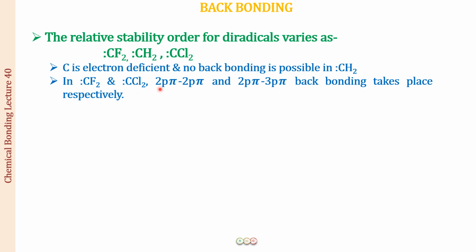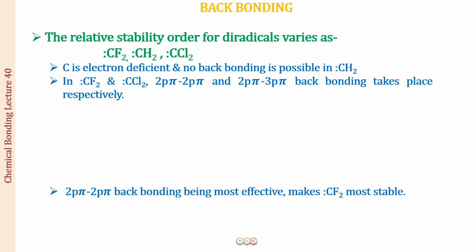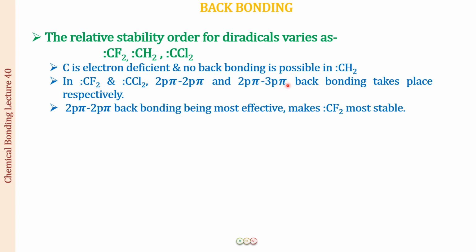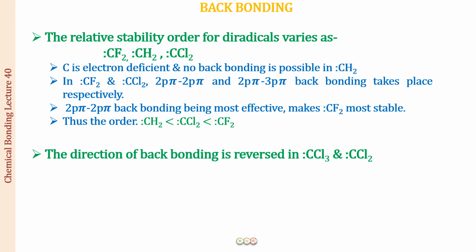Among these two, a 2p pi-2p pi back bond is going to be more stable than a 2p pi-3p pi back bond, and hence CF2 is going to be the most stable diradical. The order of stability is going to be CH2 the least stable, then CCl2, and then CF2. Understood? Now let us see one more.